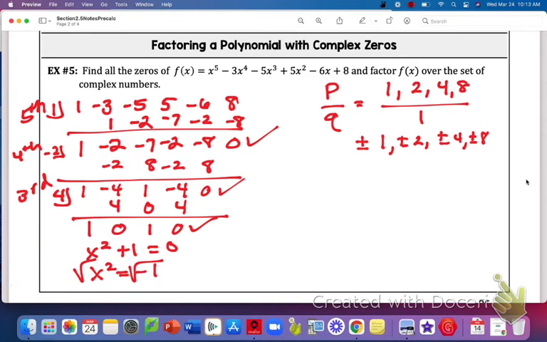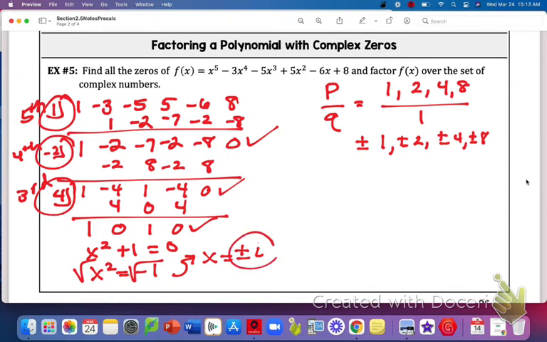So here, when we take the square root of -1, we end up getting x is equal to plus or minus i. Remember, you always have plus or minus when you use the square root property. So now I have 1, 2, 3, 4, 5 zeros, which is what I need because I have a degree of 5. So now let's turn those into linear factors.